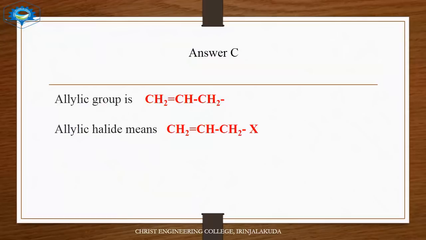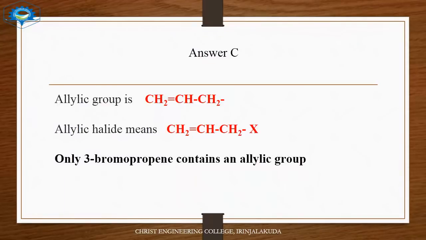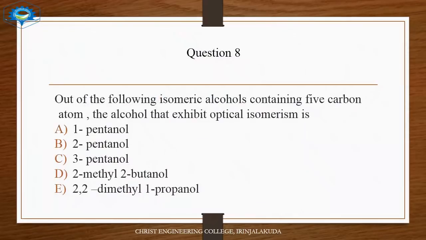Among the following 5 options, only 3-bromopropene contains an allylic group, that is, 3-bromopropene having the structure CH2 double bond CH single bond CH2Br. So it is an allylic halide. This structure is connected to an allylic group and a halogen. CH2 double bond CH CH2Br. So the answer is option C, 3-bromopropene.